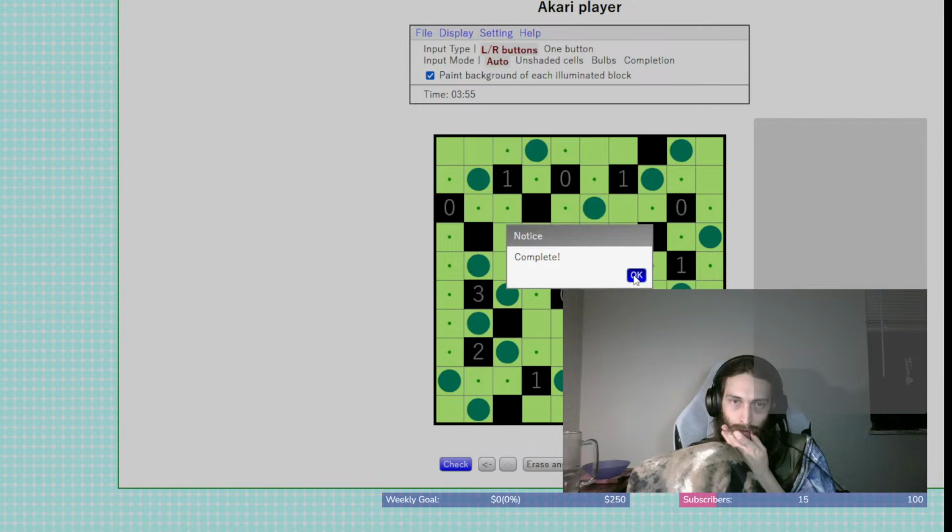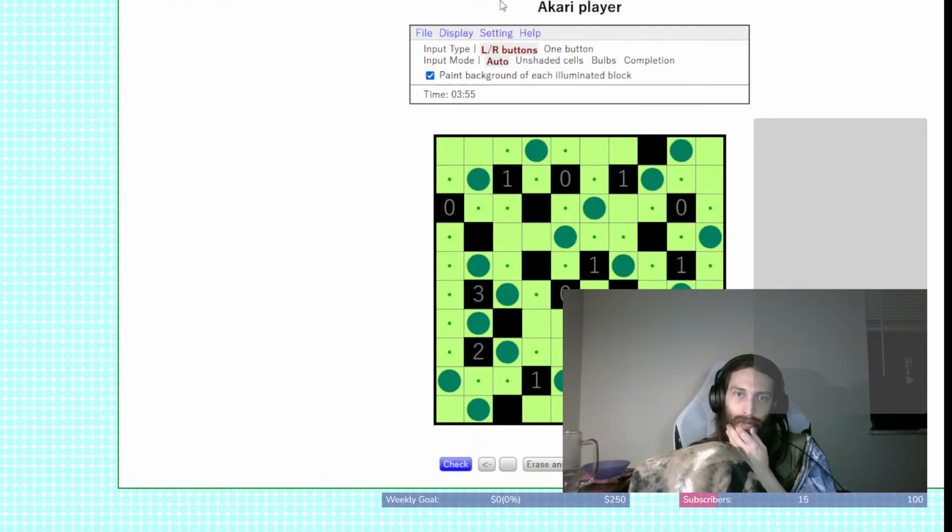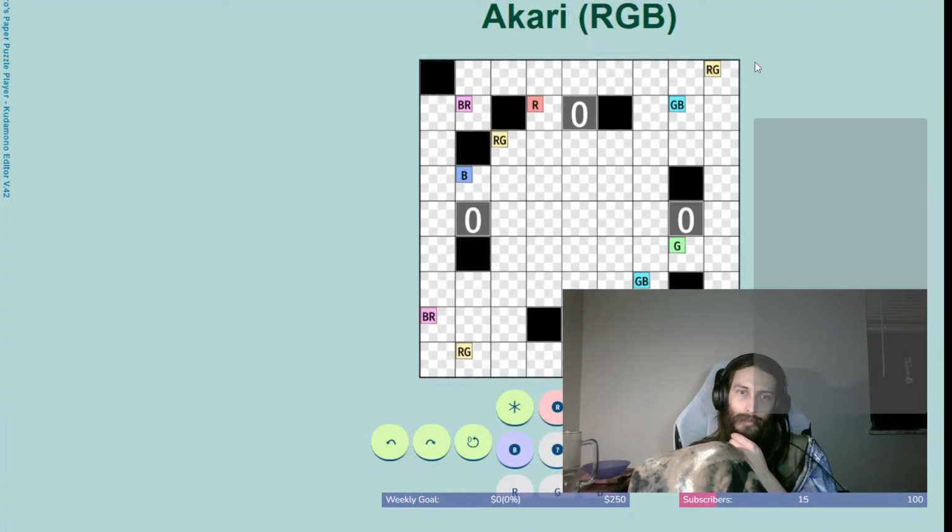Nice. Okay. Then we might still have time to do this puzzle, which is a red, green, blue version of it.